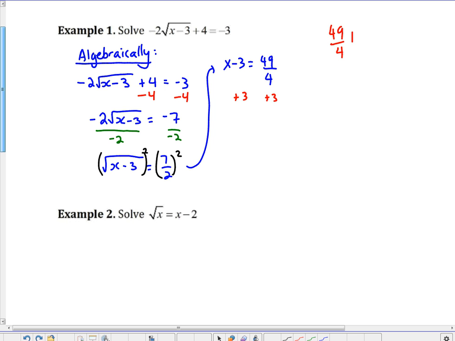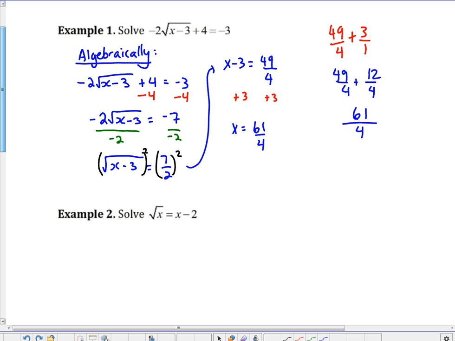So when you add 3, it's 3 over 1. We need a common denominator. What would that be? 4. So it becomes what? 12 over 4. Right? And when we add fractions, we add the numerators, keep the denominator the same. 49 plus 12. 61. So there's our solution.